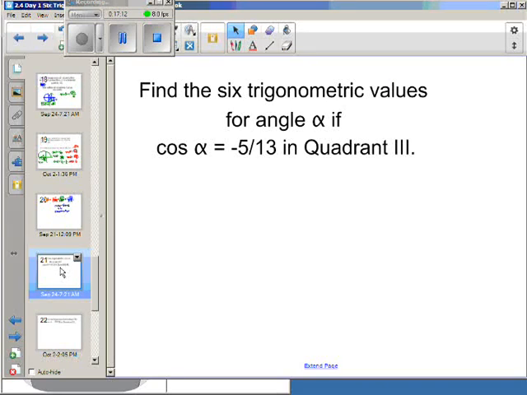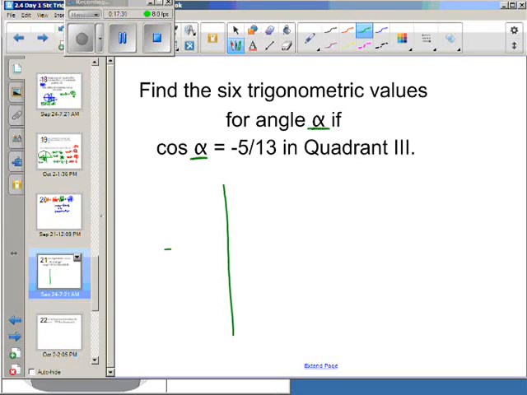I've got one last example. 6 trig values for alpha. This is just another, it's a fancy way of saying theta. It's a variable, it's a Greek letter. Greek letters often are used to represent angles. Theta is one, alpha is another one. So if I know that cosine of theta is negative 5/13 in quadrant 3.